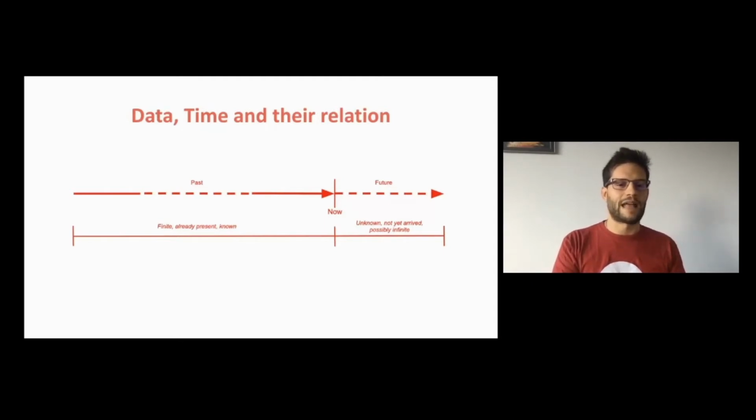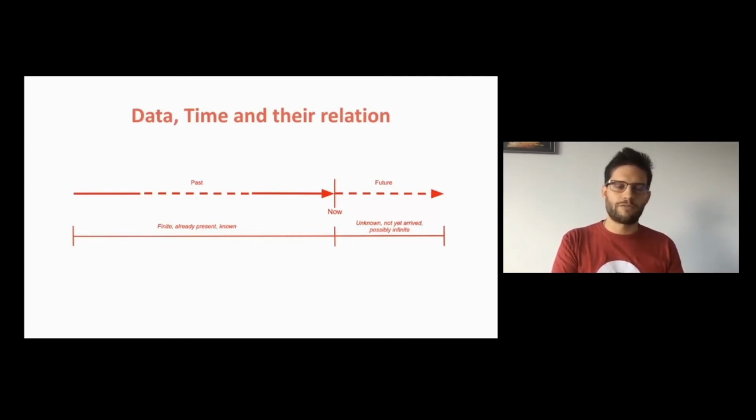The past is whatever data happened to arrive in the past, so it's already arrived. It's present. It's known. The amount of data coming in the past is finite, however it might possibly be big. The future, on the other hand, is unknown, right? Data did not arrive yet. It's possibly infinite. It might arrive. It might not arrive, etc.